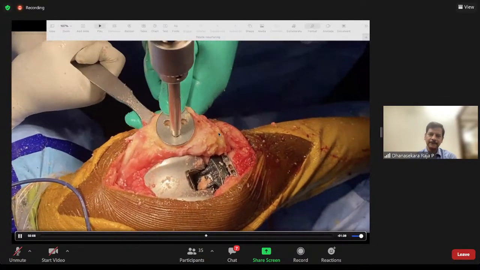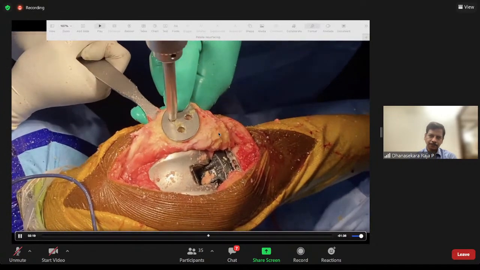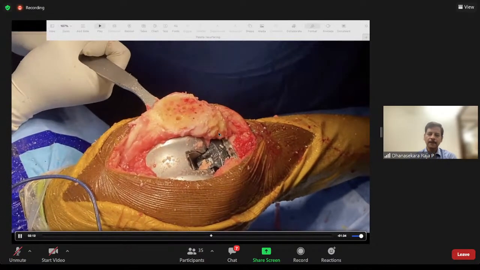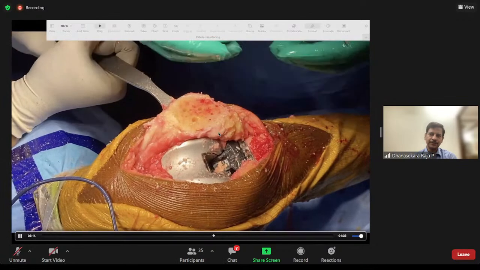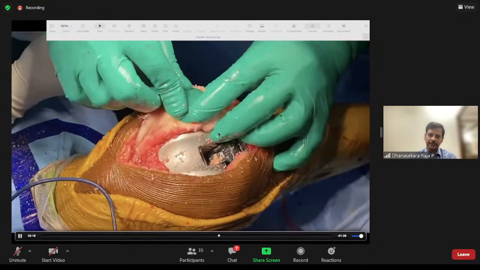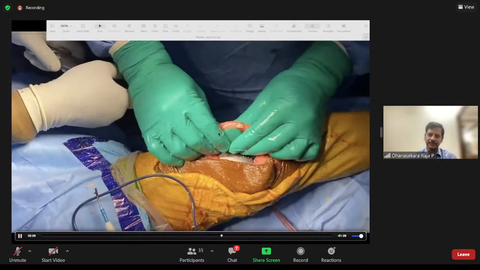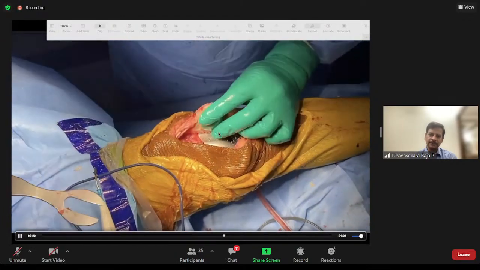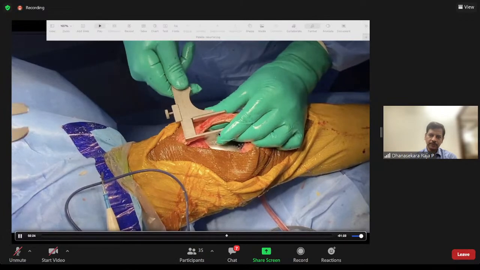This is a 3-peg patella. It's an oval dome-shaped patella. This is a trial we are putting. We make sure it is completely seated on the patellar cut surface. And once you put it back, you measure.